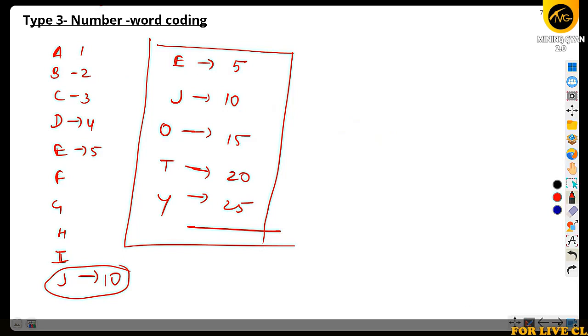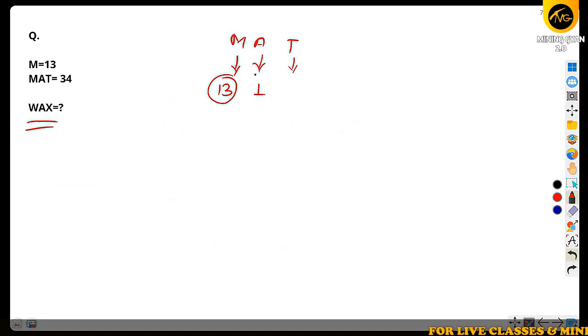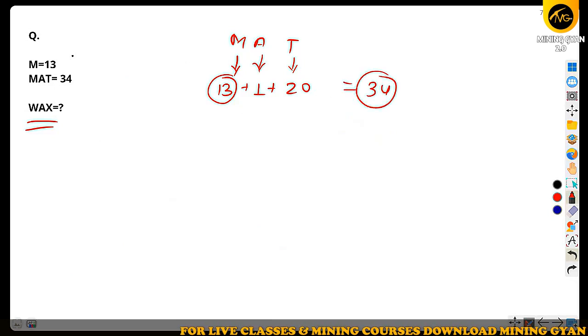Then you can easily do minus and plus, and you can find the remaining codes for the alphabets. Now T will be 20. Just add these numbers: 13 and 1 is 14, and 14 plus 20 is 34. So basically MAT is decoded as the base numbers of M, A, T added together, and it will be 34.